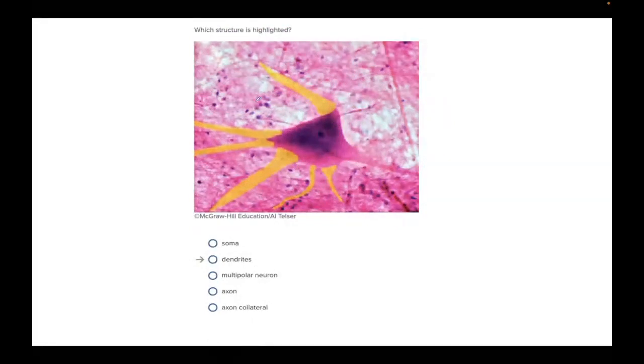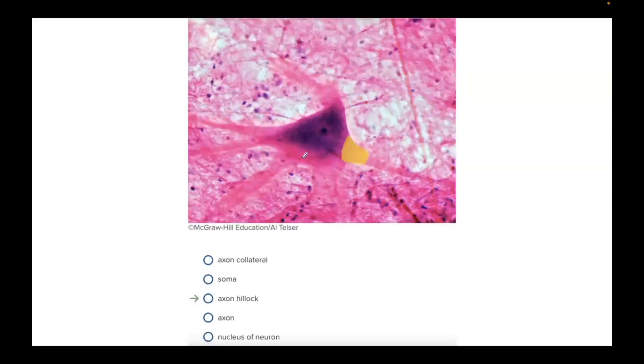So best choice. What's the highlighted structure here? Those are the branches of the tree. Those are called dendrites. In Greek, it means branches. This is the axon hillock, the highlighted section. Axon hillock, axon, dendrites, nucleus, cell body, or soma.